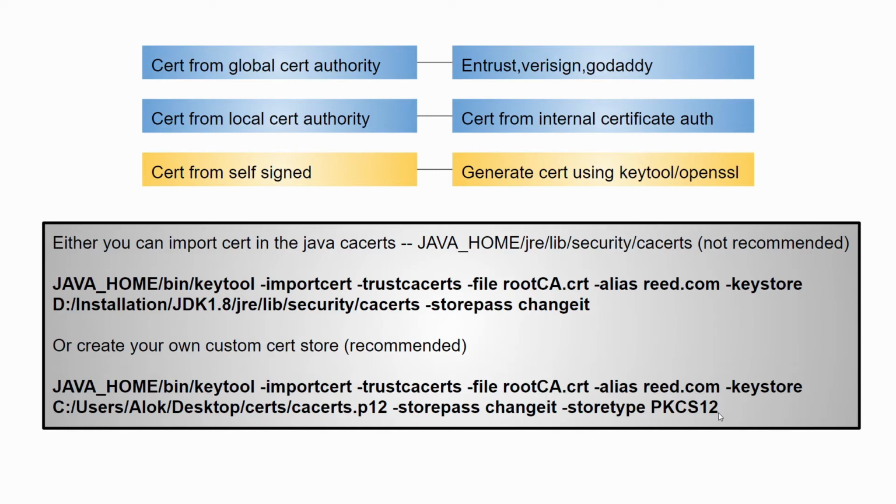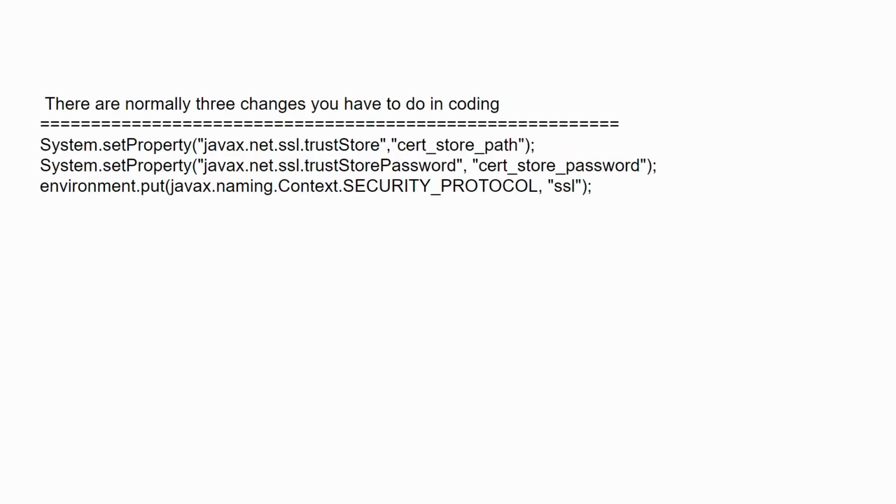Now, this will be your first change where you have to import the certificate, which you will get from whoever is the directory server team. You have to get the certificate from their end, and then import it into your trust store. Now, what other changes do you have to do? There are normally three changes you have to do in coding. One is in your system variable, you have to set the trust store path, and then you have to give the trust store password also.